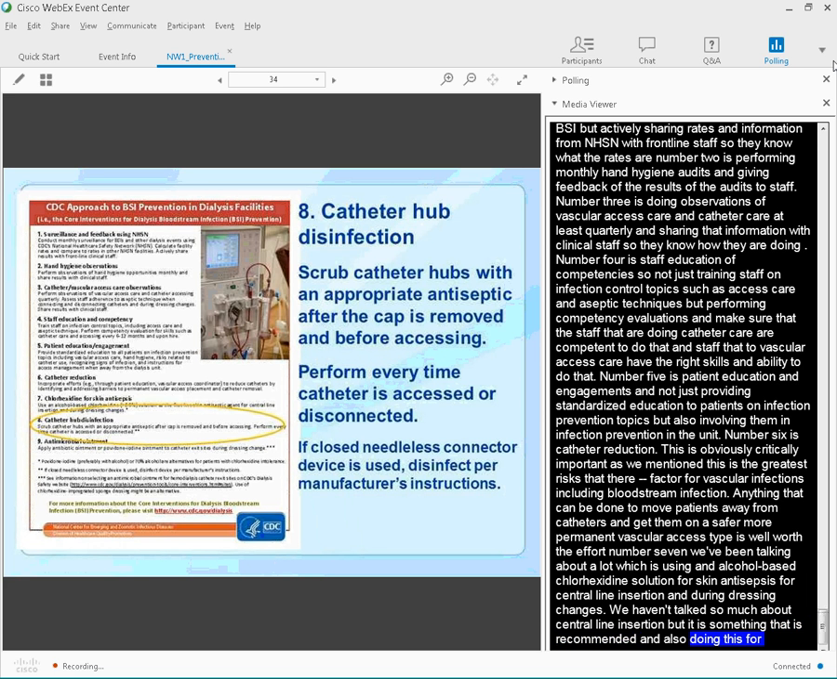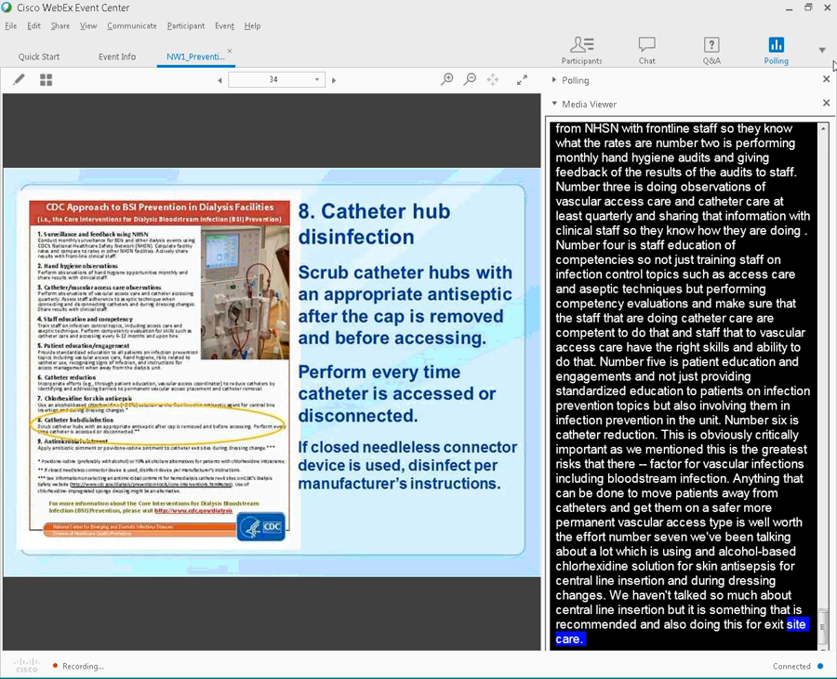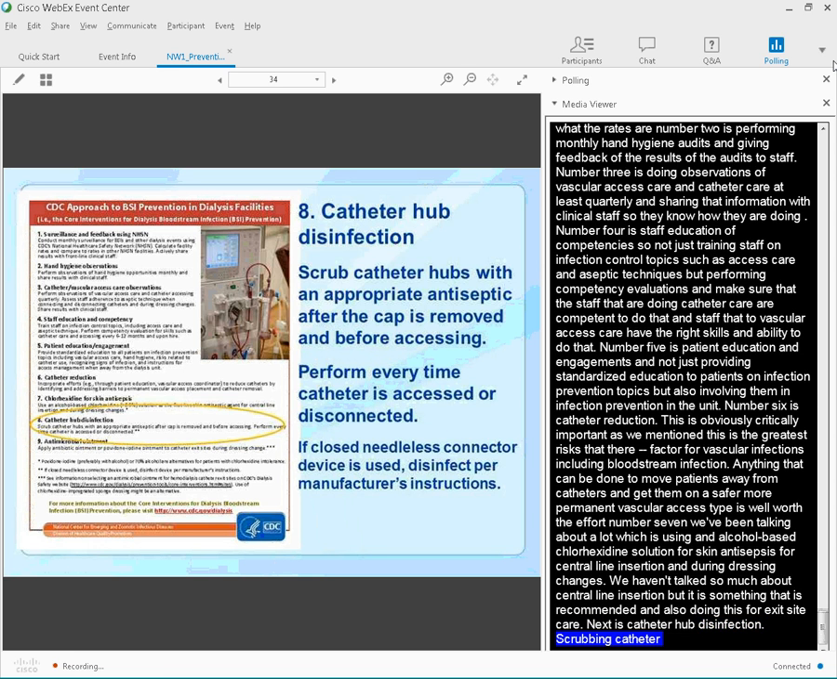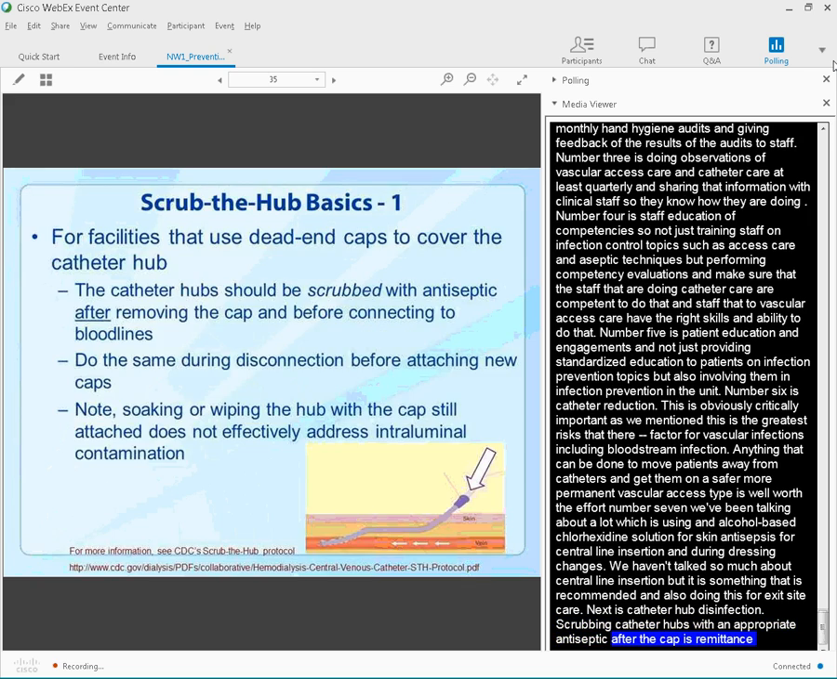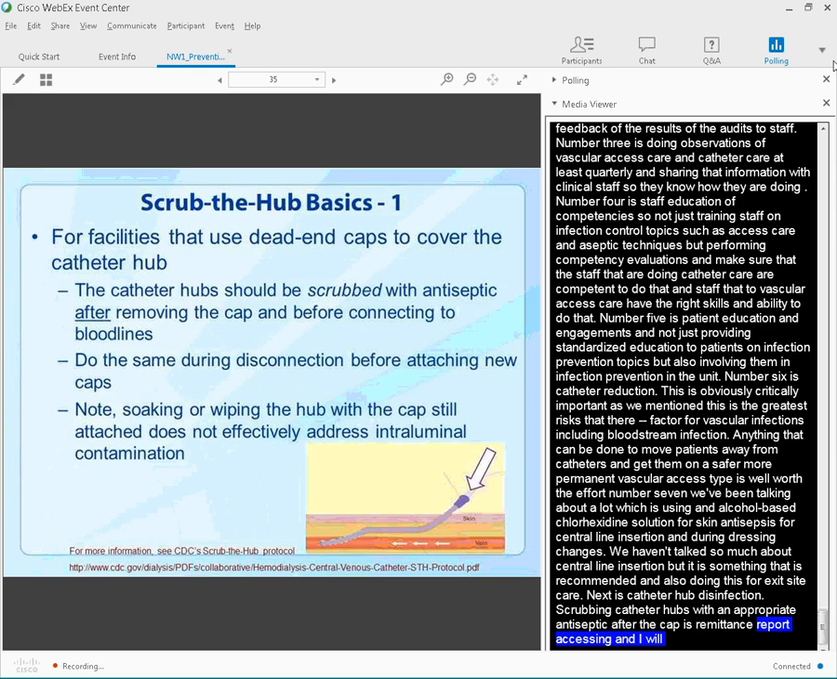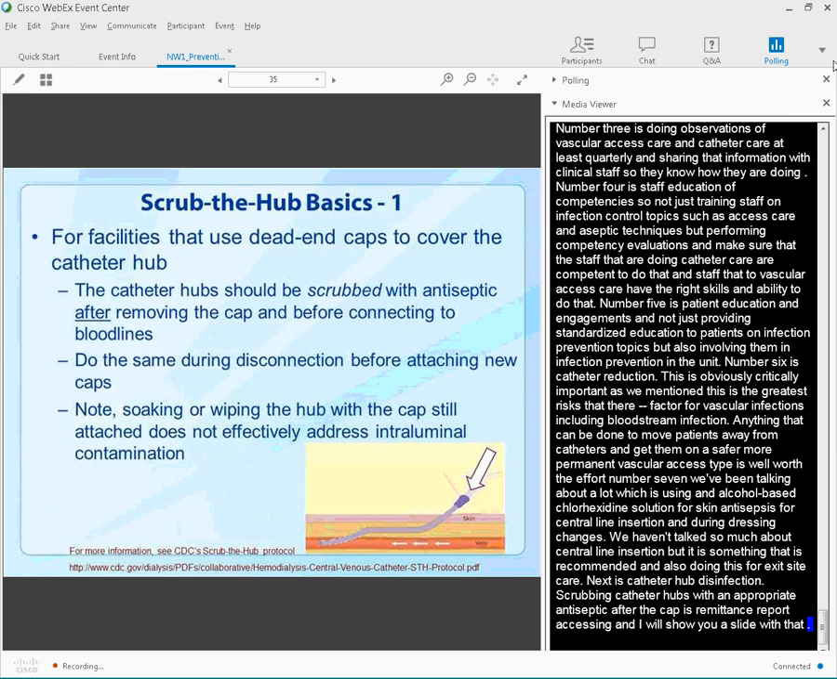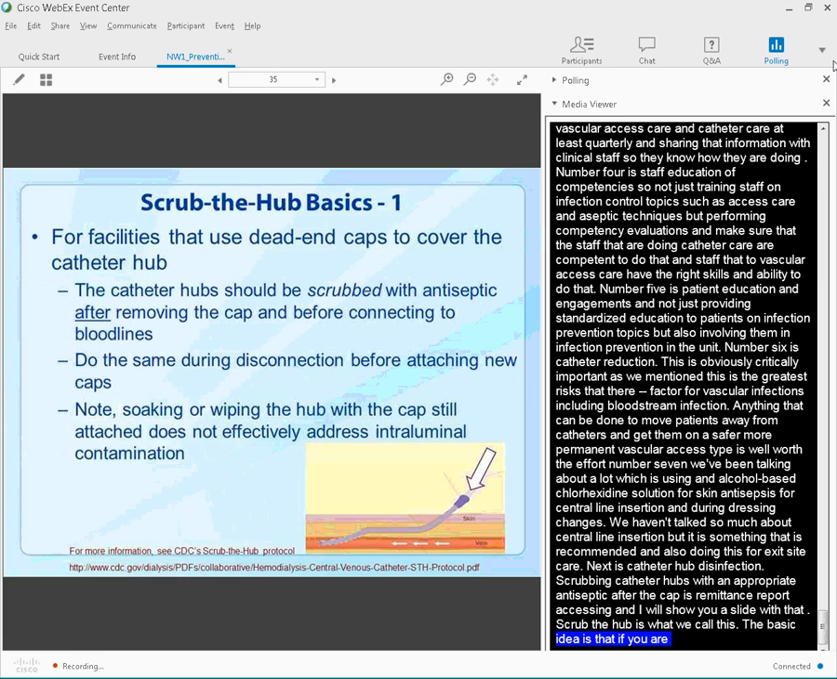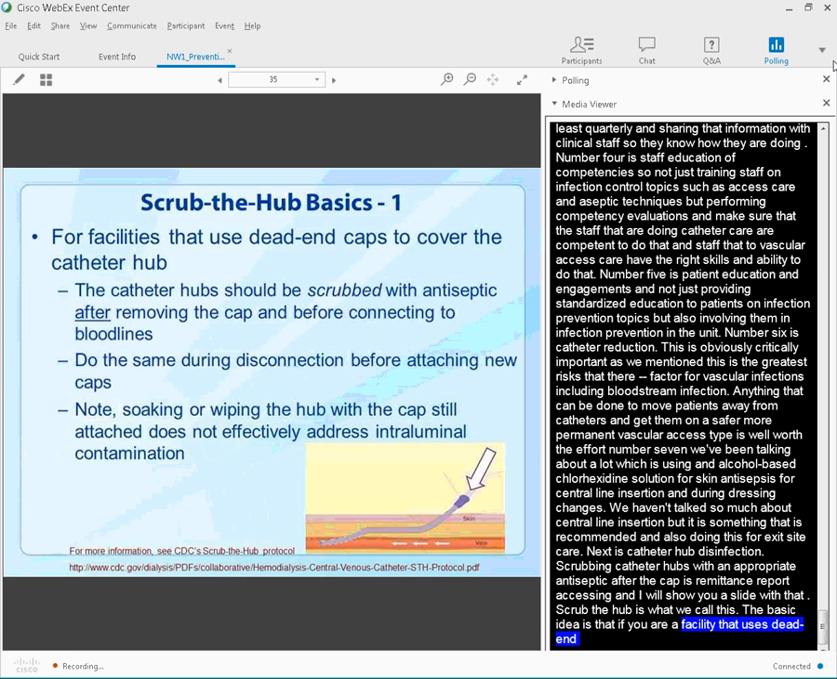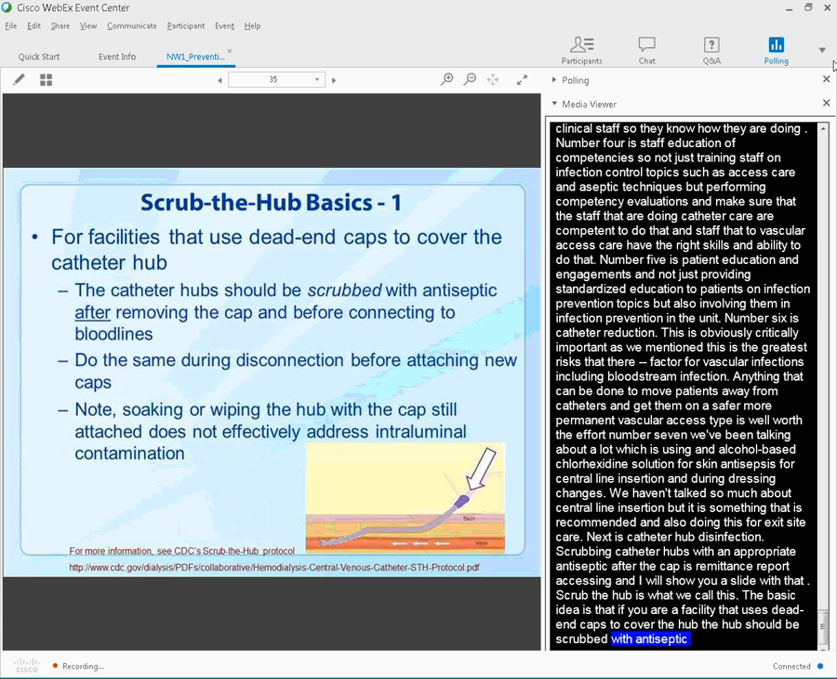Next is catheter hub disinfection. So scrubbing catheter hubs with an appropriate antiseptic after the cap is removed and before accessing. And I'm going to show you a slide with that in just a second. Okay, so scrub the hub is what we call this, and the basic idea is that if you're a facility that uses end caps to cover the catheter hub, that hub should be scrubbed with antiseptic after removing the cap and before connecting to blood lines. And you're going to do the same thing during disconnection before attaching new caps.